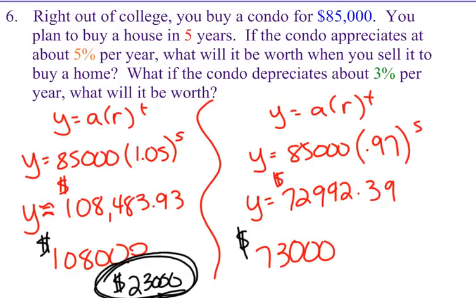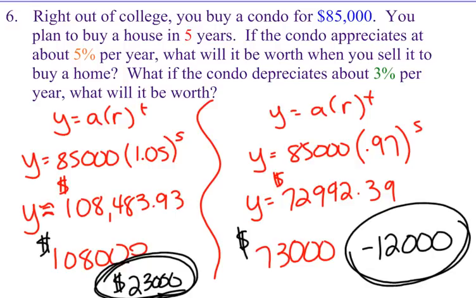Over here, if I have depreciation, I am losing $12,000 in this condo. So when I go to sell it 5 years later, I actually am losing $12,000. Now hopefully I've paid off $12,000, depending on how much I've paid and what kind of loan I took out. But I might even be what's called underwater. You're underwater in your home when you owe more than what your home is worth.